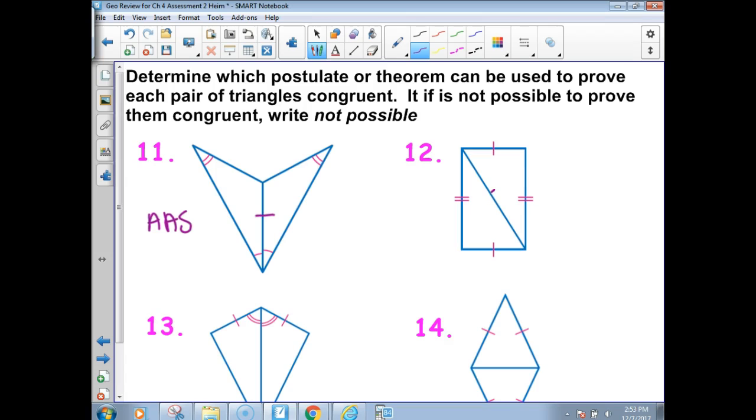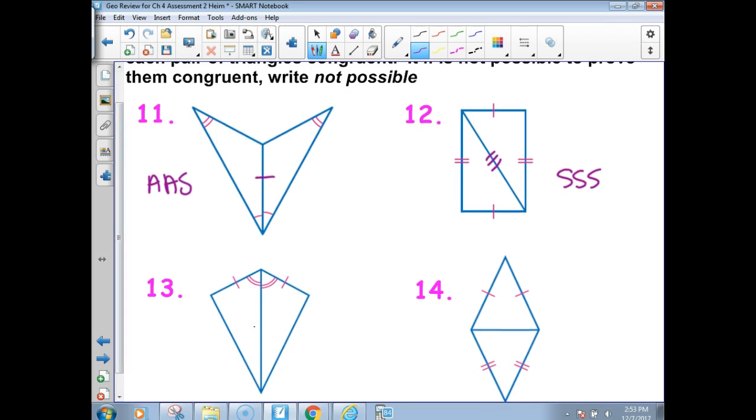What would number 12 be? Shared sides. Side, side, side. Okay. 13, side, angle, side. And 14 is not possible. And the reason it's not possible is these sides are not equal to those sides. They have different marks on them.